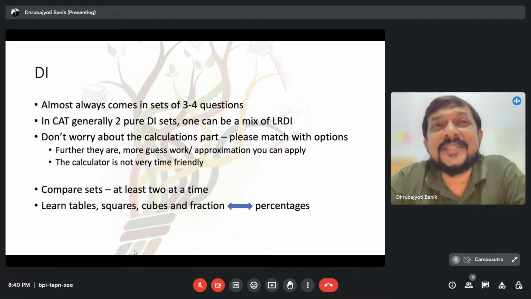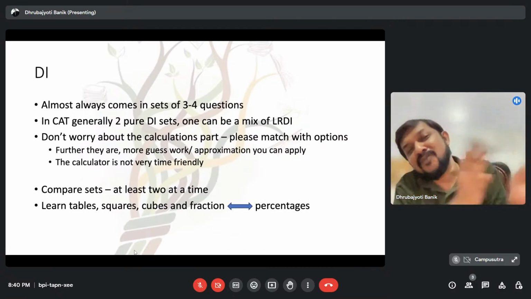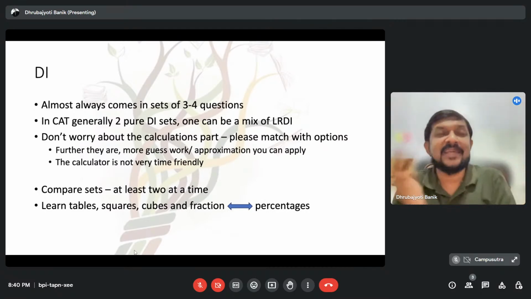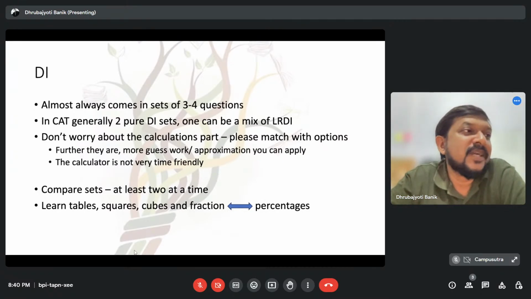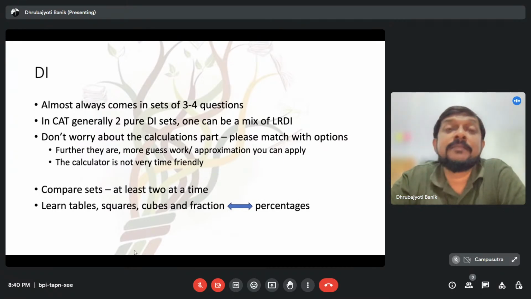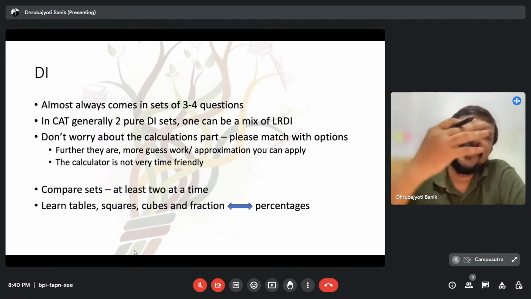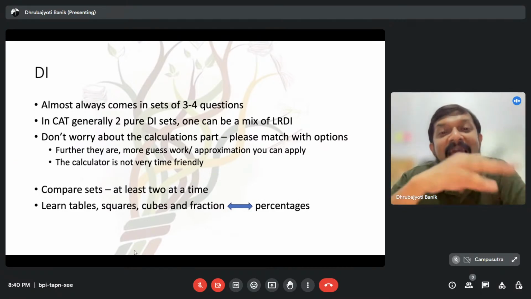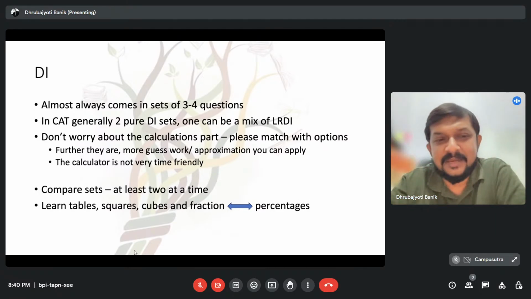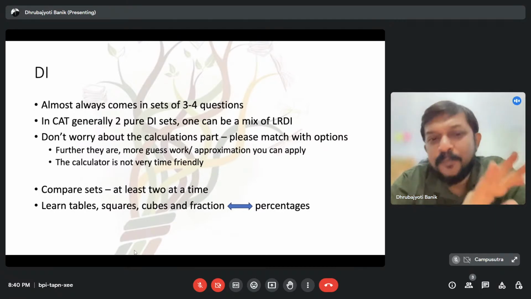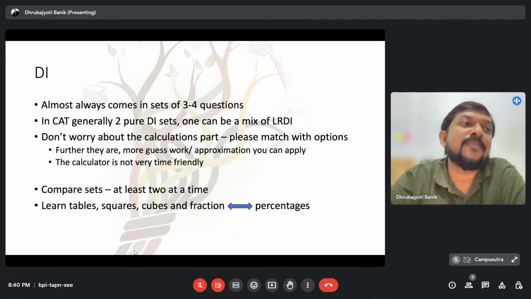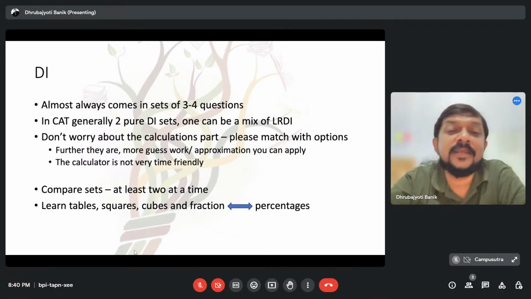There can be one set which is like the boundary line between LR and DI. I gave you an example of a chapter like Venn diagram, or maybe games and tournament questions, which require a fair amount of calculation as well as a fair amount of logical reasoning. But generally, two pure DI sets I have always seen coming in CAT.